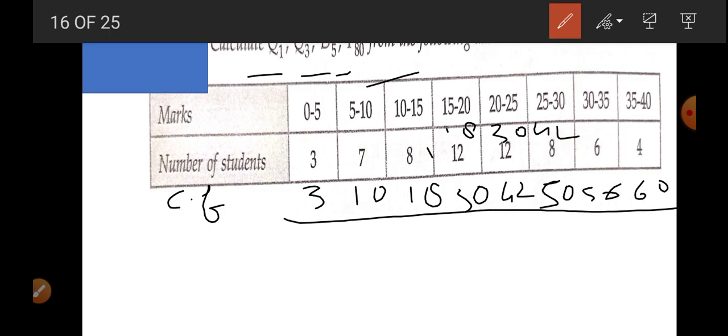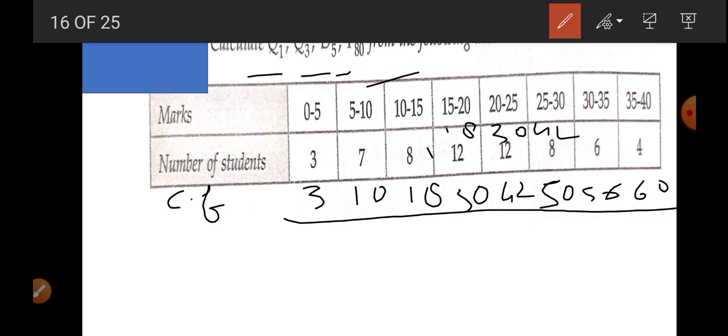We are going to calculate Q1, Q3, D5, P80. So first we are going to calculate CF. So 3 plus 7 is 10, 10 plus 8 is 18, 18 plus 12 is 30, 30 plus 12 becomes 42, 42 plus 8 is 50, and 50 plus 6 is 56, and this is 60. So this is the way you are going to calculate cumulative frequency.